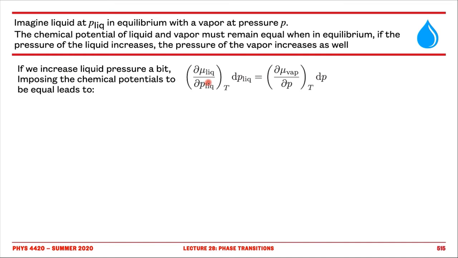If you increase the liquid pressure by delta P liquid, the chemical potential will have to change as well. The way you calculate the change in chemical potential is by using a partial derivative. So the change in the chemical potential of the liquid with respect to pressure times the change in pressure has to be equal to the change in chemical potential of vapor with respect to pressure times the variation of pressure. This is simply from the fact that the chemical potentials have to be the same. This is just a multivariable calculus formulation.